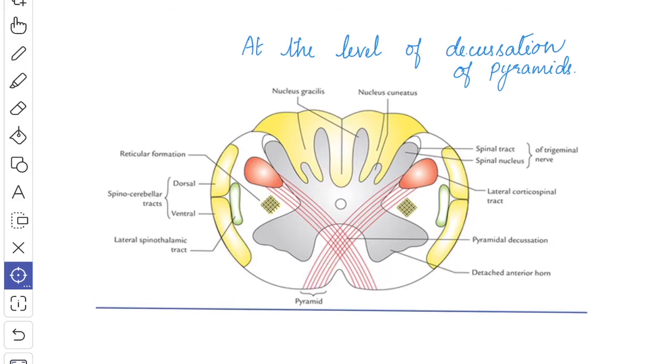About 75% of the pyramidal tract fibers run backward and laterally across the midline to reach the lateral white column of the opposite side of the spinal cord, where they run downwards as the lateral corticospinal tract. In doing so, the anterior horn is detached from the central gray matter.